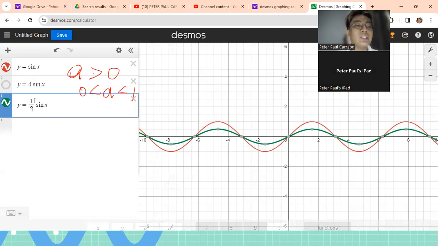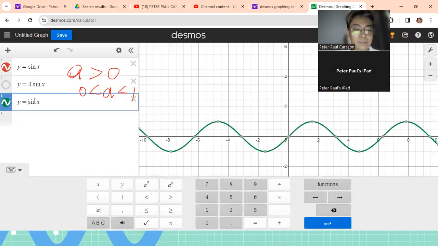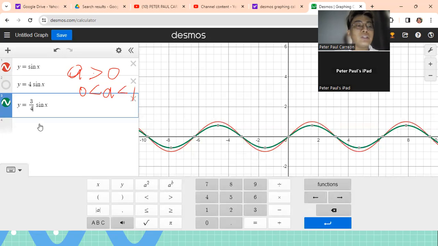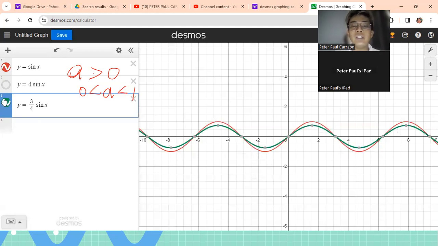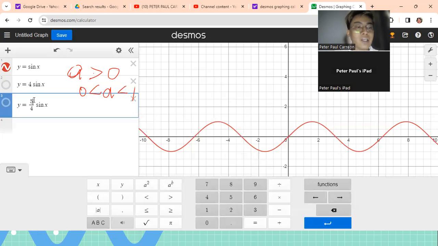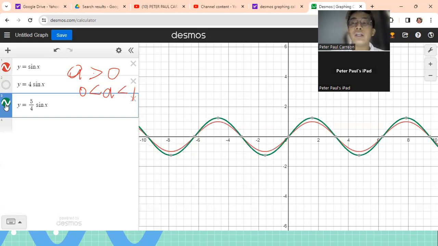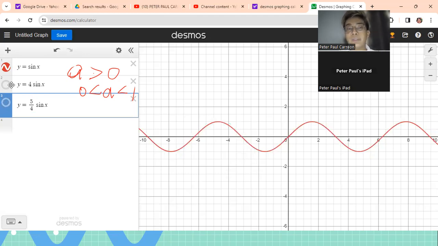So, tandaan, kapag nagiging, halimbawa, 3/4 siya. Proper fraction pa din yan. No? So, yung original function natin ay nag-shrink pa rin siya vertically. Pero, what if 5/4? So, syempre, more than 1 na siya. Mag-stretch naman siya kasi improper fraction. So, sa improper fraction, hindi na siya between 0 and 1. Kaya mag-stretch naman siya.